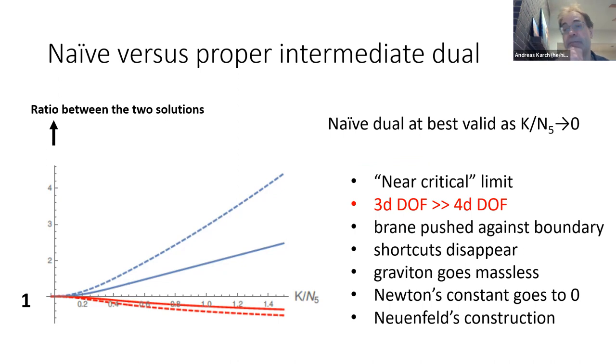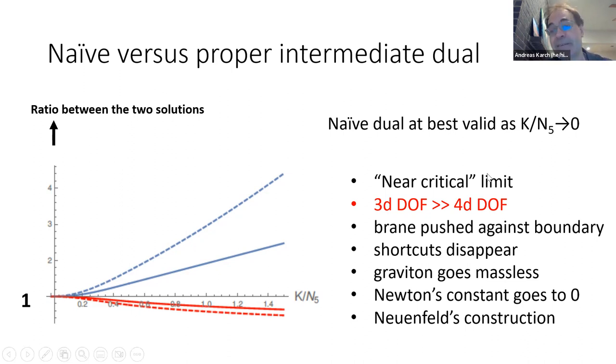From the bottom up point of view, this was the near critical limit where the brane got squished against the boundary. It's also the limit in which the shortcuts disappear. It's the limit in which the mass of the graviton scales to zero. Newton's constant also goes to zero, so I can't take the limit where k over N5 is strictly zero, but I can think of it as a small parameter. It was also the limit in which Neuenfeld's construction was supposed to work. So there's maybe some hope.